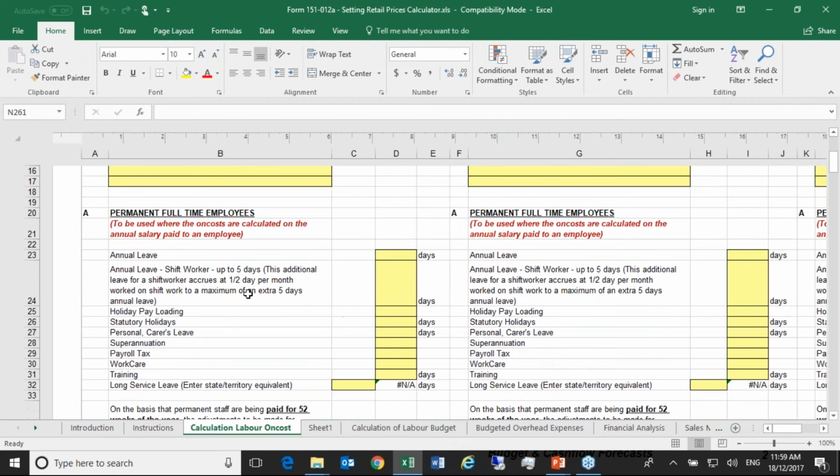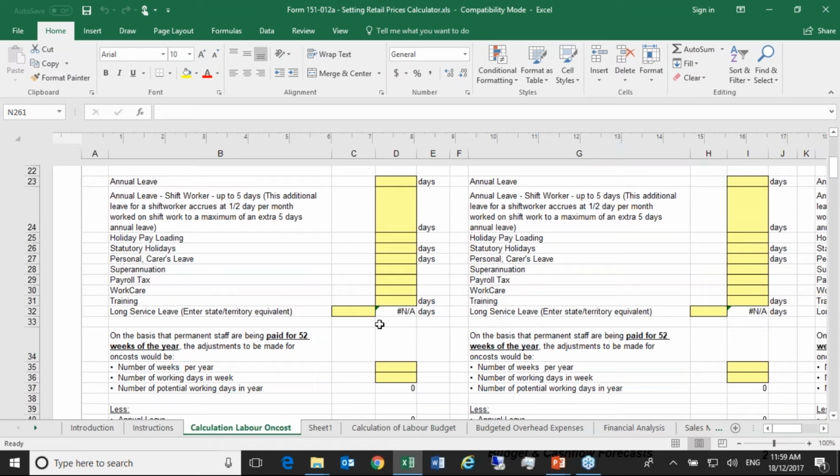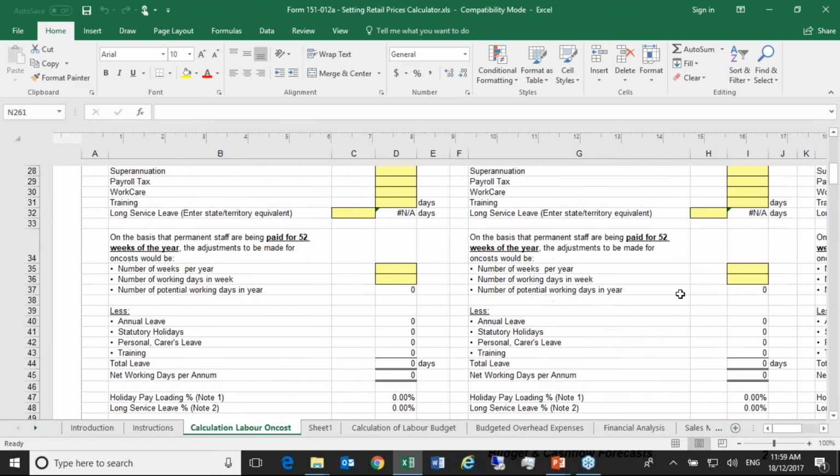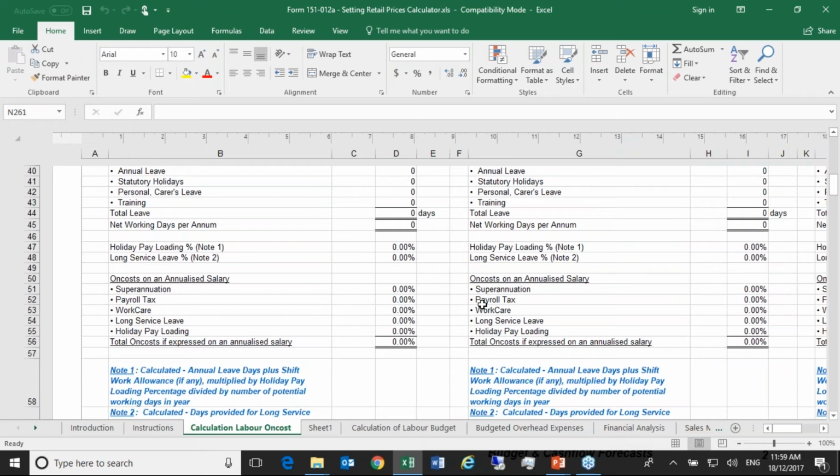You enter the type of classification and then record the annual leave, any shift worker allowance, holiday pay loading, statutory holidays, personal care leave, superannuation rates, payroll tax, etc. that might apply to those classifications. There are additional classifications provided for you to fill in other people. And then the system will do the calculations to calculate the on cost on an annualized salary.